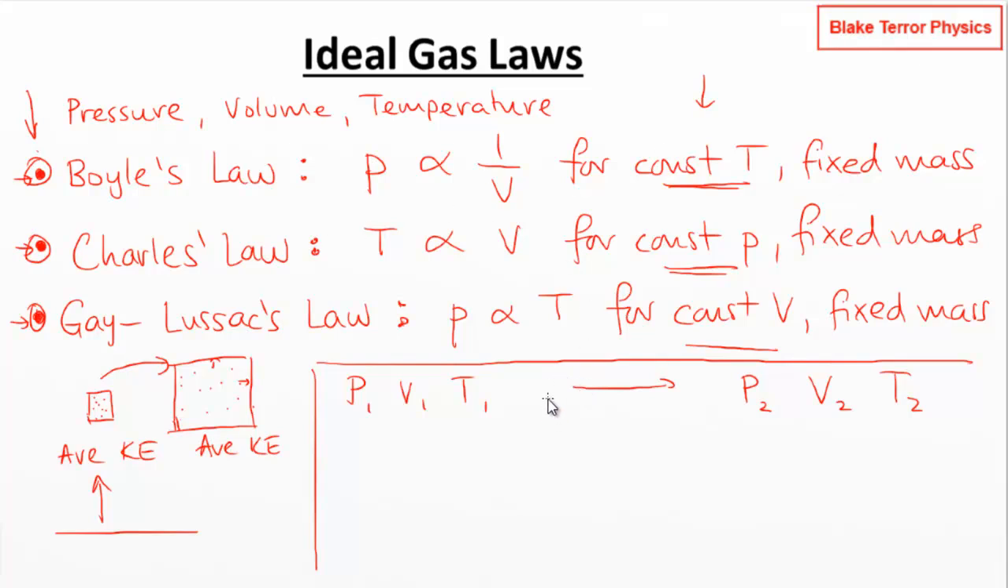So in order to follow these three rules, we need to go through some intermediate set of states. Rather than just going straight from set 1 to set 2, we're going to start off by using Boyle's law. So we're going to fix the temperature at T1. We're going to change the pressure to what we want the end pressure to be, so P2.